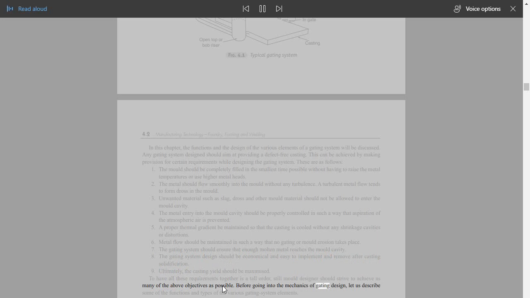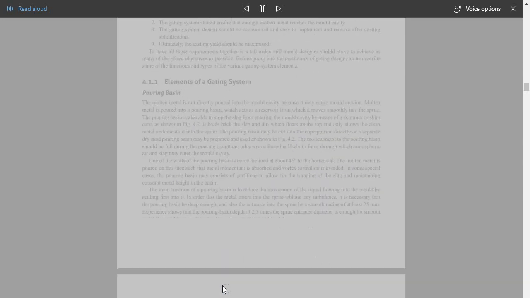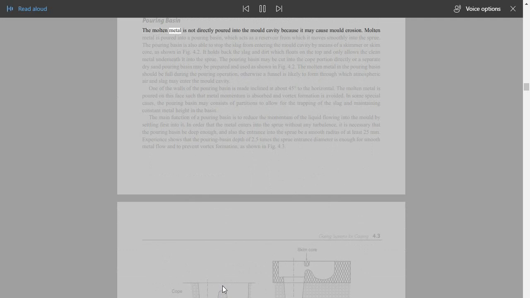Before going into the mechanics of gating design, let us describe some of the functions and types of the various gating system elements. 4.1.1 Elements of a gating system. Pouring basin. The molten metal is not directly poured into the mold cavity because it may cause mold erosion. Molten metal is poured into a pouring basin, which acts as a reservoir from which it moves smoothly into the sprue. The pouring basin is also able to stop the slag from entering the mold cavity by means of a skimmer or skim core, as shown in Fig. 4.2. It holds back the slag and dirt which floats on the top, and only allows the clean metal underneath into the sprue.